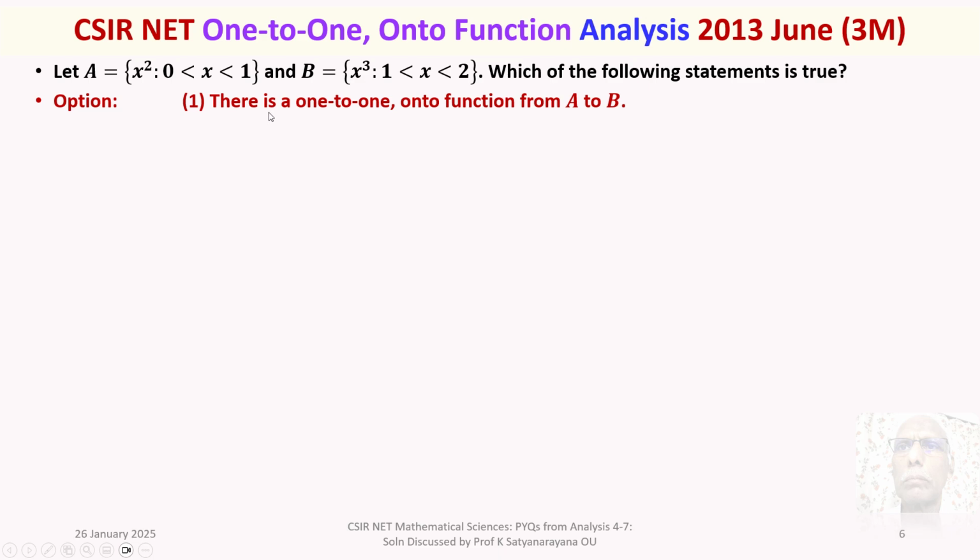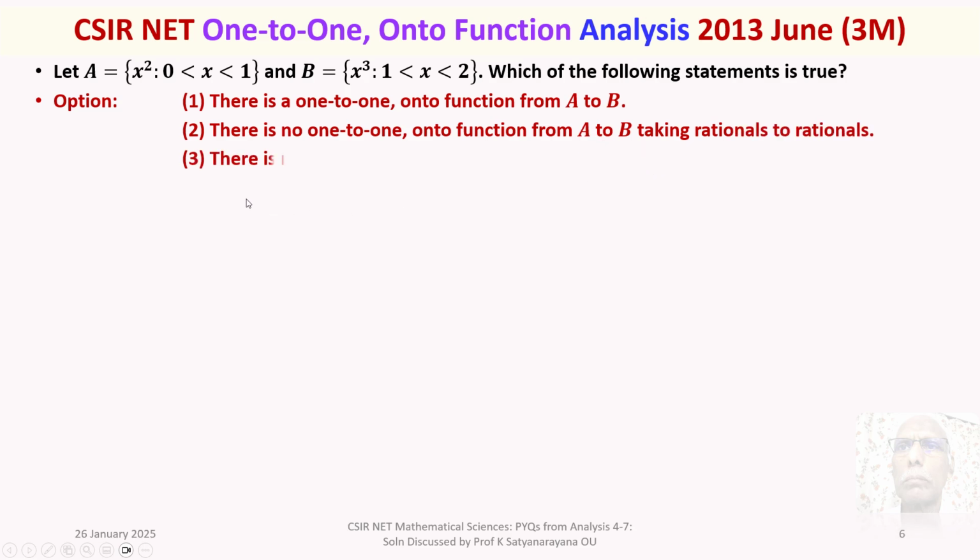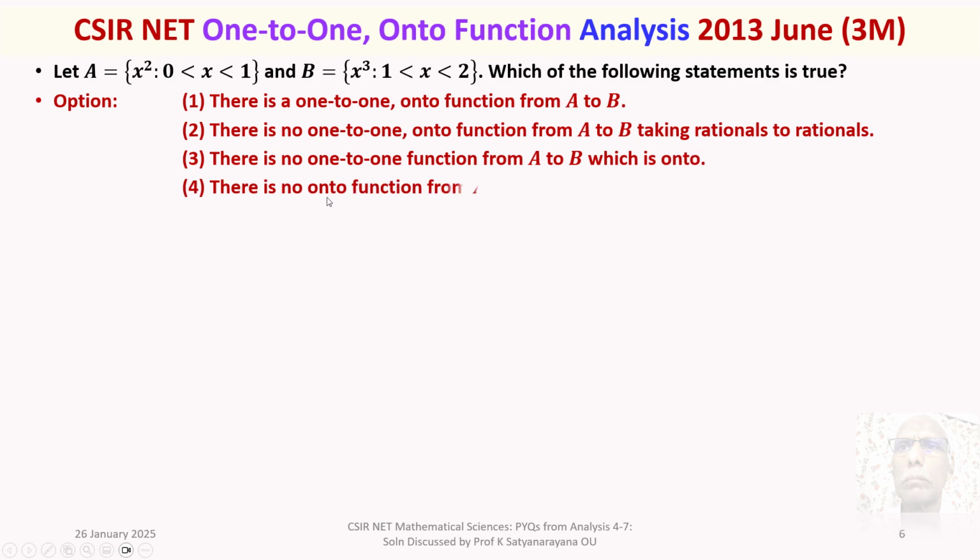We are given 4 options. Option 1, there is a one-to-one and onto function from A to B. That means there is a bijection between A and B. Option 2, there is no one-to-one onto function from A to B taking rationals to rationals. Option 3, there is no one-to-one function from A to B which is onto. Option 4, there is no onto function from A to B which is one-to-one. Let's now discuss the solution of the problem in detail.